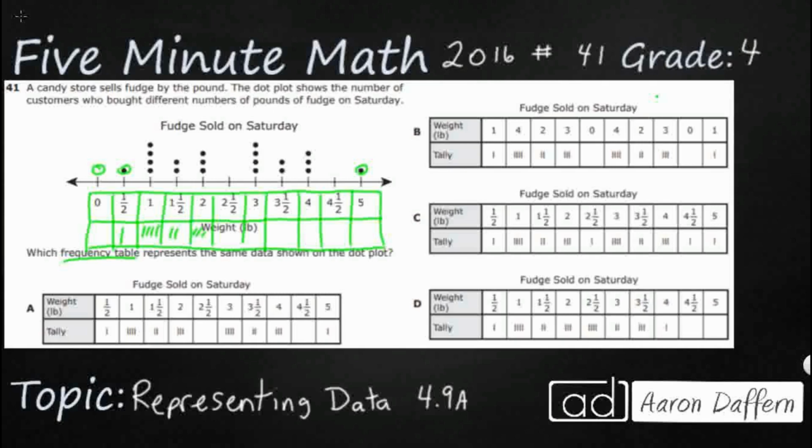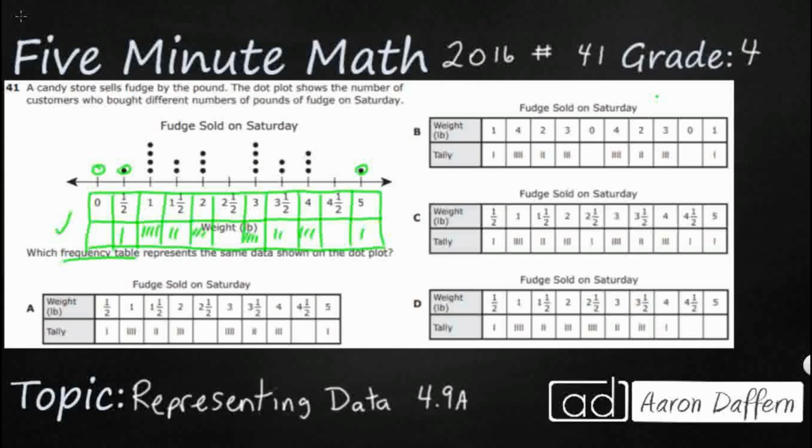For 3, we've got 1, 2, 3, 4. There we go. 3.5, we've got 2. With 4, we've got 1, 2, 3. We're going to leave 4.5 blank, and 5, we get up to 1. All right, so there's our correct frequency table right here. That's the one we need. So we simply match it up.